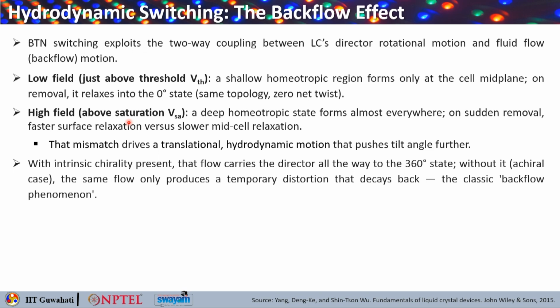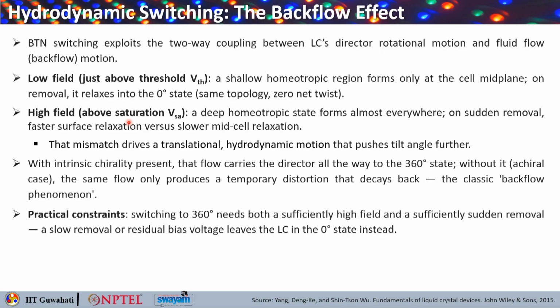Without it, that means in the non-chiral case, you will see that the same flow only produces a temporary distortion that can decay back, and that is the typical backflow phenomenon. So the practical constraint here is that switching to 360 degree needs both a sufficiently high field and a sufficiently sudden removal, and you will see that a slow removal or residual bias voltage will basically leave the liquid crystal in the 0 degree state instead.